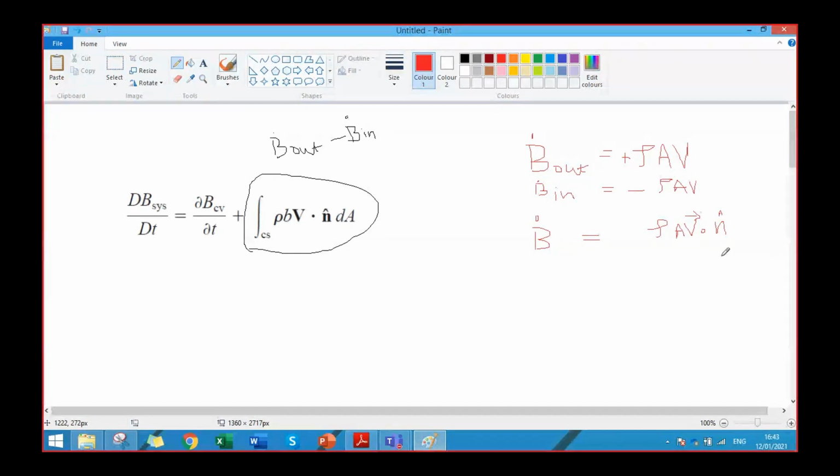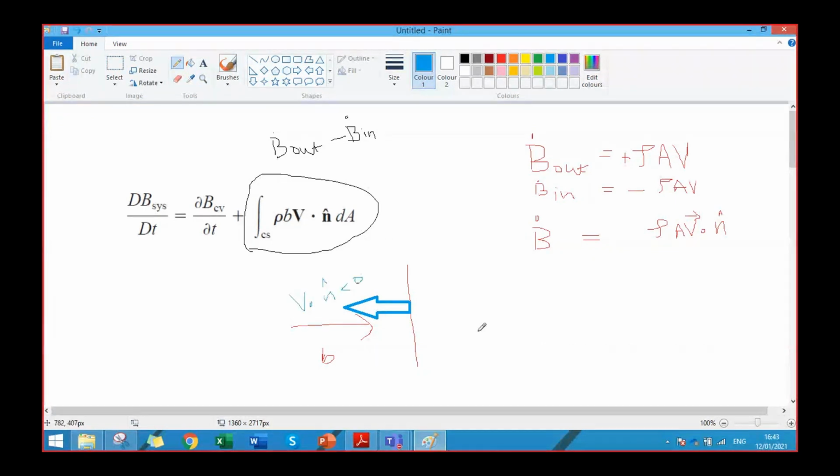Sir, if positive, it will be an outlet. If this is the control surface and the property B is flowing like this into it, the area normal of this surface would always be outwards, right? The area normal of any surface is always outwards. So in this case, V dot n would be anti-parallel, right? It would be negative. Is it clear? Yes, sir. V dot n would be negative, that is less than 0.